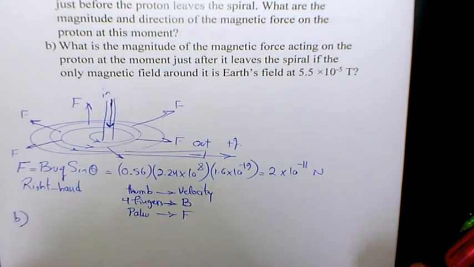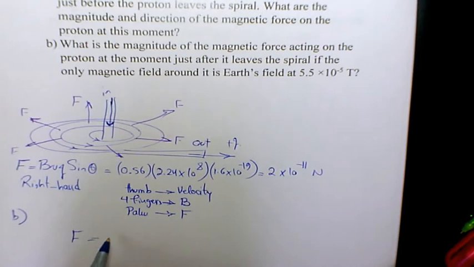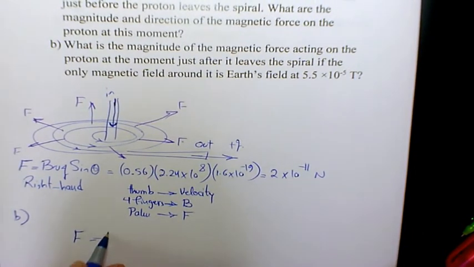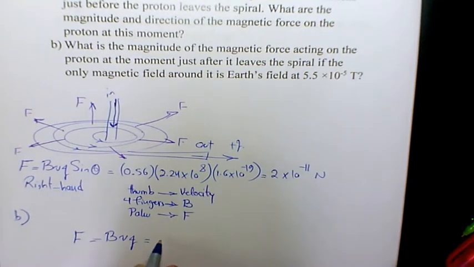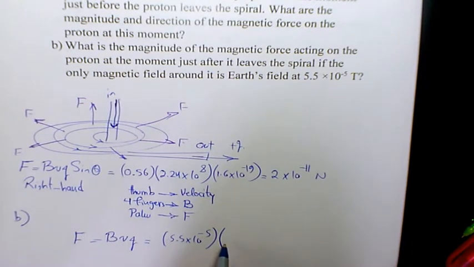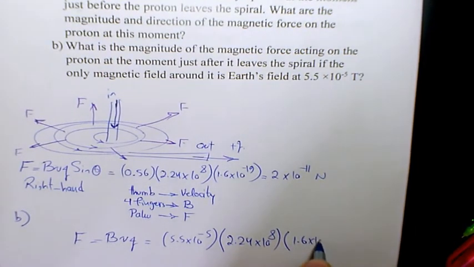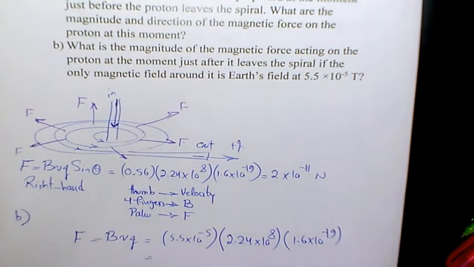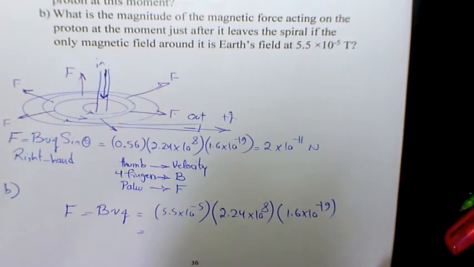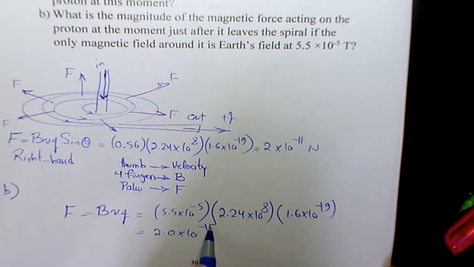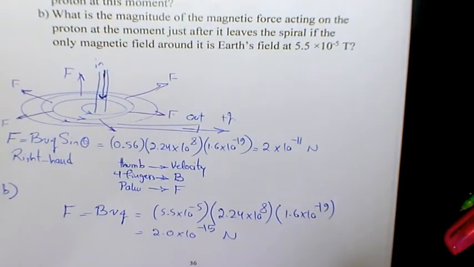So in this case, for the force, we need to use exactly the same formula. Still, sine theta is 1 because they are perpendicular. B is 5.5 times 10 to the power of negative 5. Velocity is the same, 2.24 times 10 to the power of 8, because it says just after. And Q is 1.6 times 10 to the power of negative 19, the charge on the proton. When you do that, the magnitude of the magnetic force will be 2.0 times 10 to the power of negative 15 Newton. That's how we find the magnetic force, magnitude, and direction.